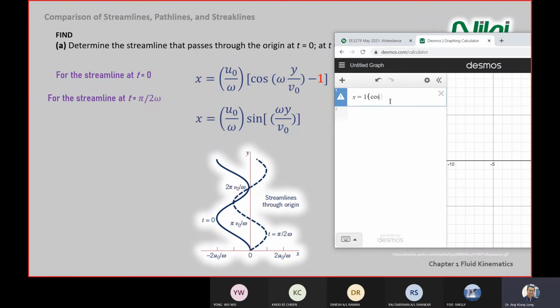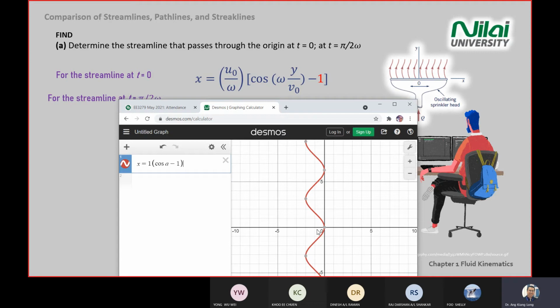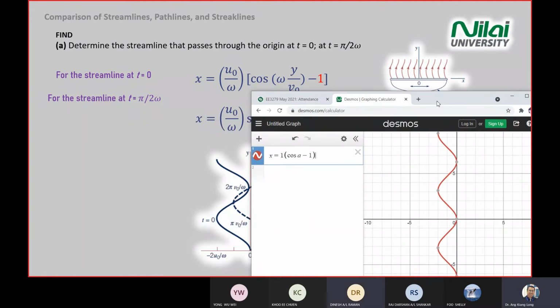So how do you represent unknown in mathematics? You just put an a there. Put an a, and then minus 1, then bracket. You get the shape of the first scenario, t equals 0. Okay, Dinesh, you understand? Yes, sir.